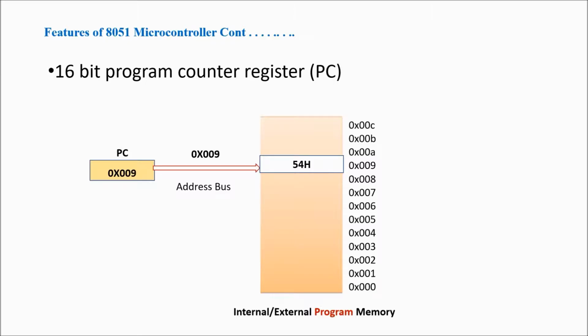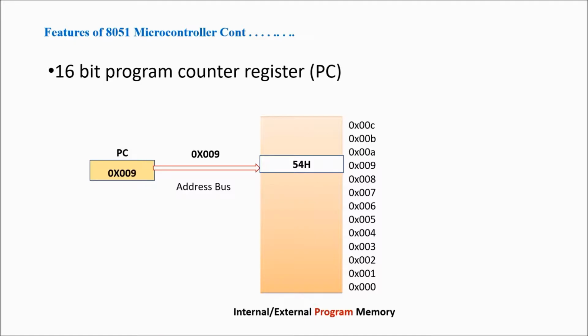While fetching the instruction, the contents of this program counter are placed on the address bus and the particular memory location gets activated. Now the data or opcode which is stored at this particular memory location, in this example it is 54H, will be placed on the data bus and microcontroller reads that opcode.